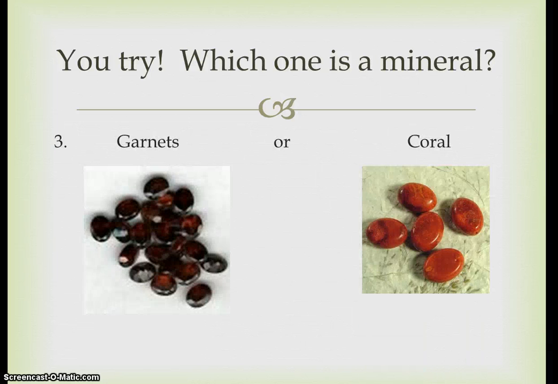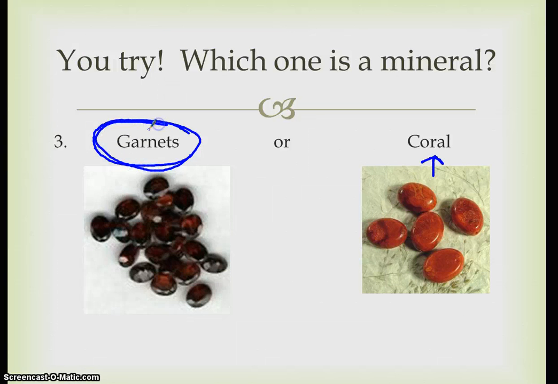Okay, how about this one? Let's see if you can figure this one out. Between garnets or coral. Now, if you don't know, coral is actually an animal that lives in the ocean, and when it dies, then what's left is the shell. So see if you can figure out from that information which one is the mineral and which one isn't. In this case, garnet is the mineral, because coral comes from once living things, so it is not inorganic.